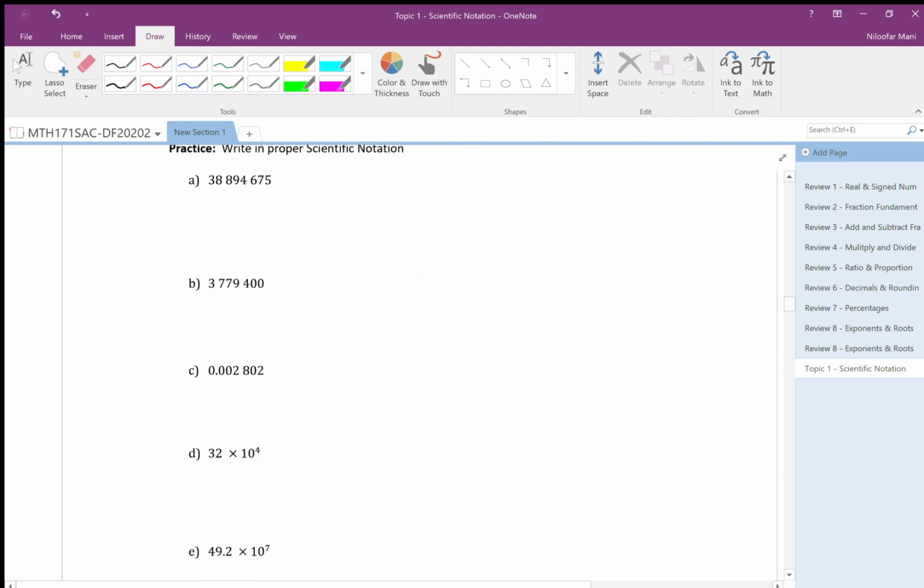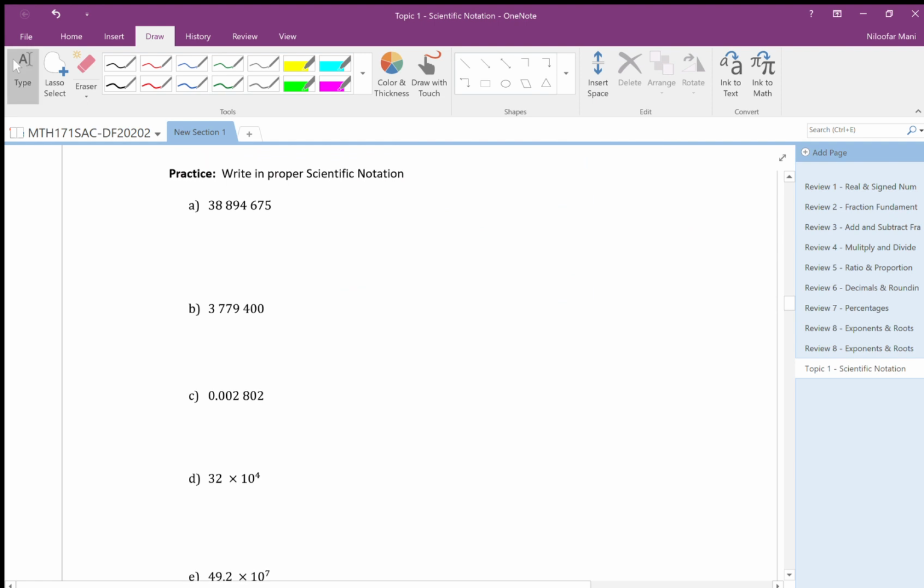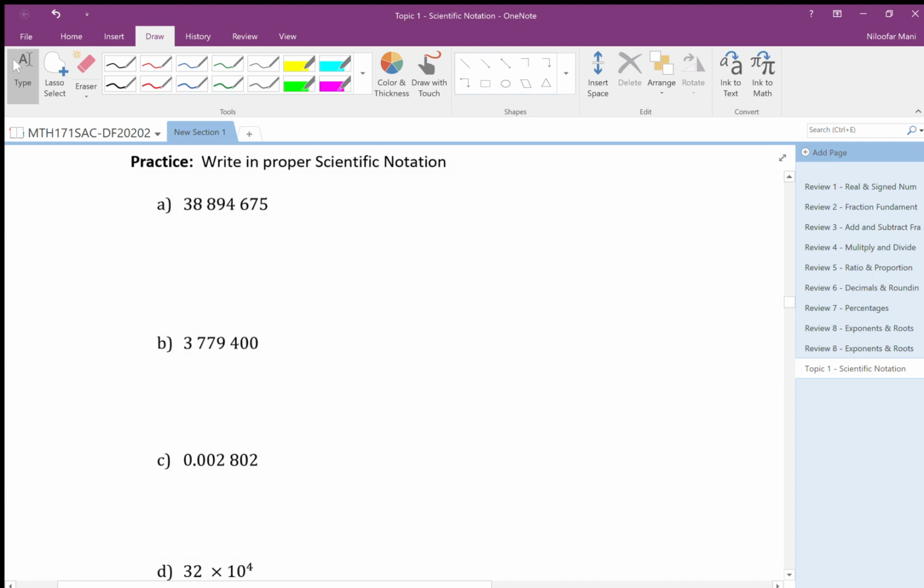Okay, so practice. Let's do this practice. Can I zoom in? Yeah. Okay, so this one. How about this? For some of them I just show the steps. So I put the decimal, I don't see one. How many moves? 1, 2, 3, 4, 5, 6, 7. Okay, 7. How many, and to which direction? To this direction.